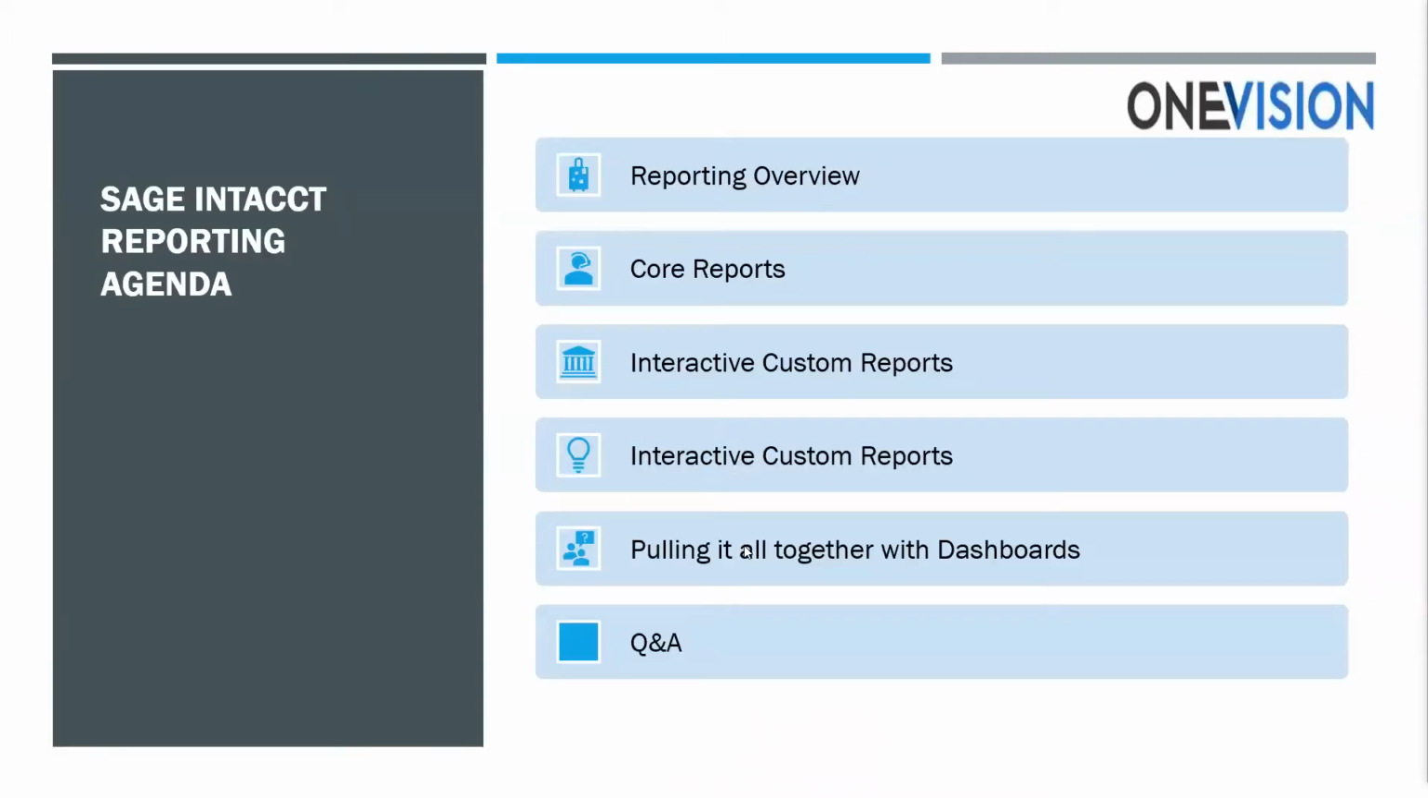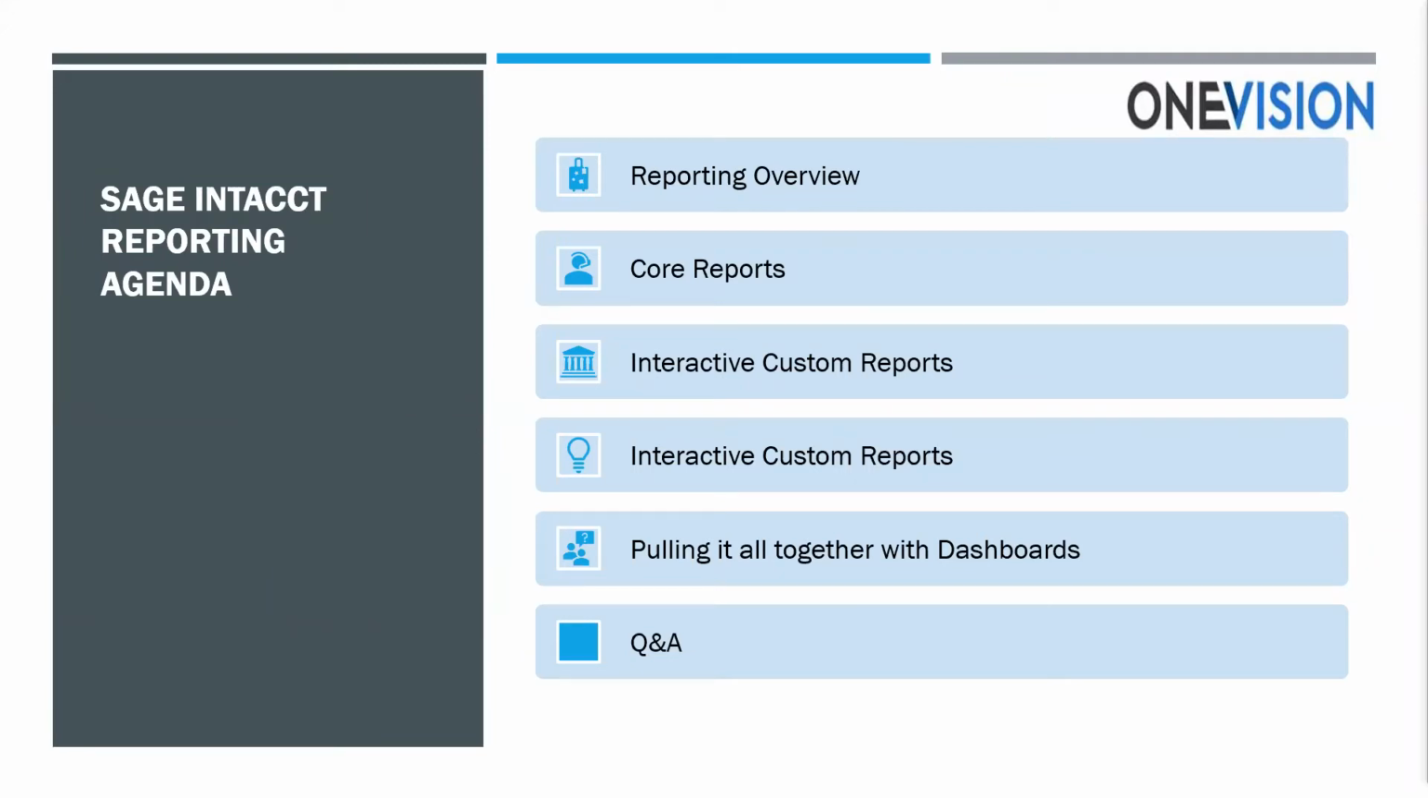Just as a quick little agenda, I want to talk a little bit about the reporting options that we have within Sage Intacct. Those options are core reports, interactive custom reports, interactive visual explorer, and then pulling everything together with dashboards. You'll hear me say, probably mistakenly, ICRW, which is interactive custom reports, or IVE, which is interactive visual explorer. Those are the two things that we'll be focusing on later in the presentation, and those are really add-ons to Intacct.